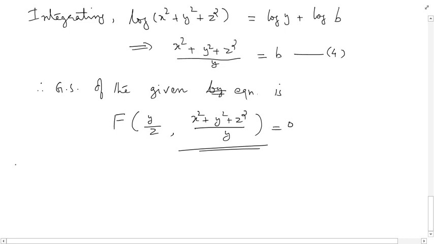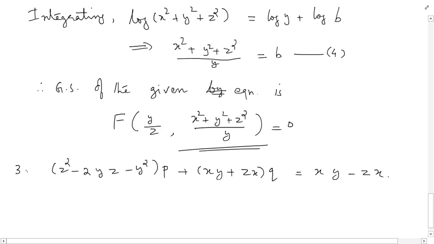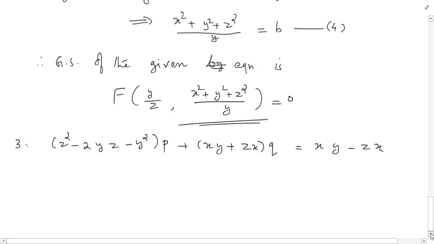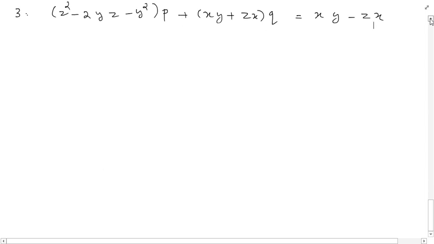So now we will discuss one more problem, that is, solve (z square minus 2yz minus y square) into p plus (xy plus zx) into q equal to xy minus zx. Here also we can observe that this is of the form P p plus Q q equal to R. Therefore this is a Lagrange's equation.